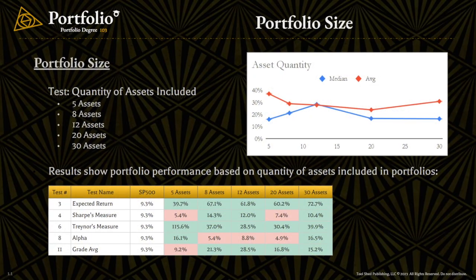The first thing we got into was portfolio size, or the number of assets that you should include in your portfolio. We tested quantities of 5, 8, 12, 20, and 30. And we did that so we could see a variety of different sizes to see if that made a difference.